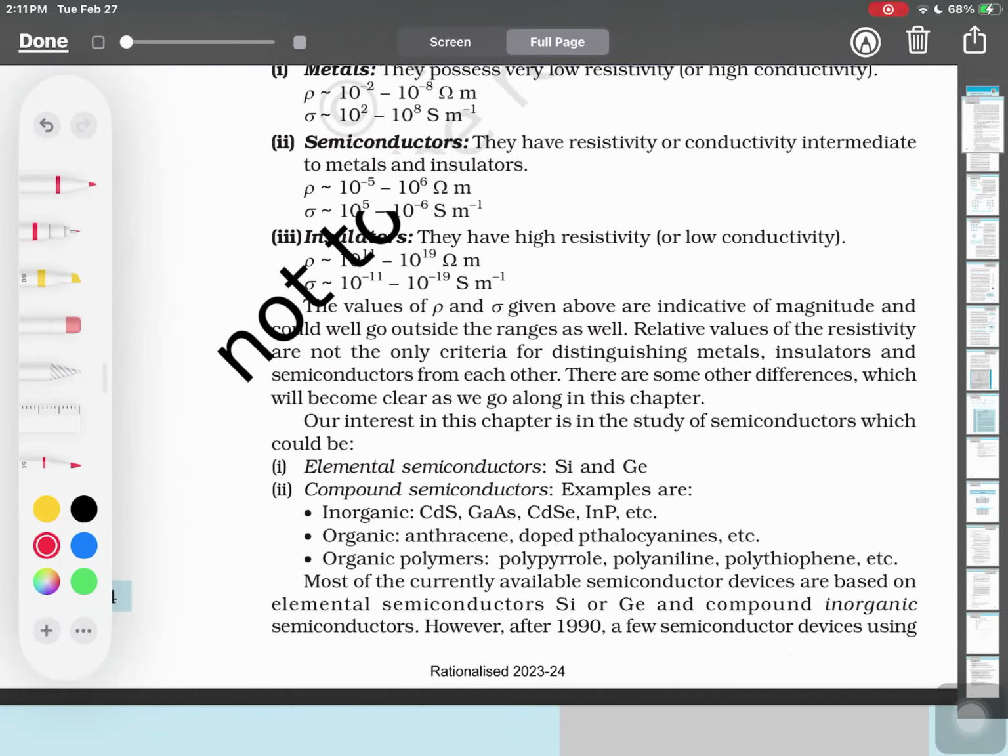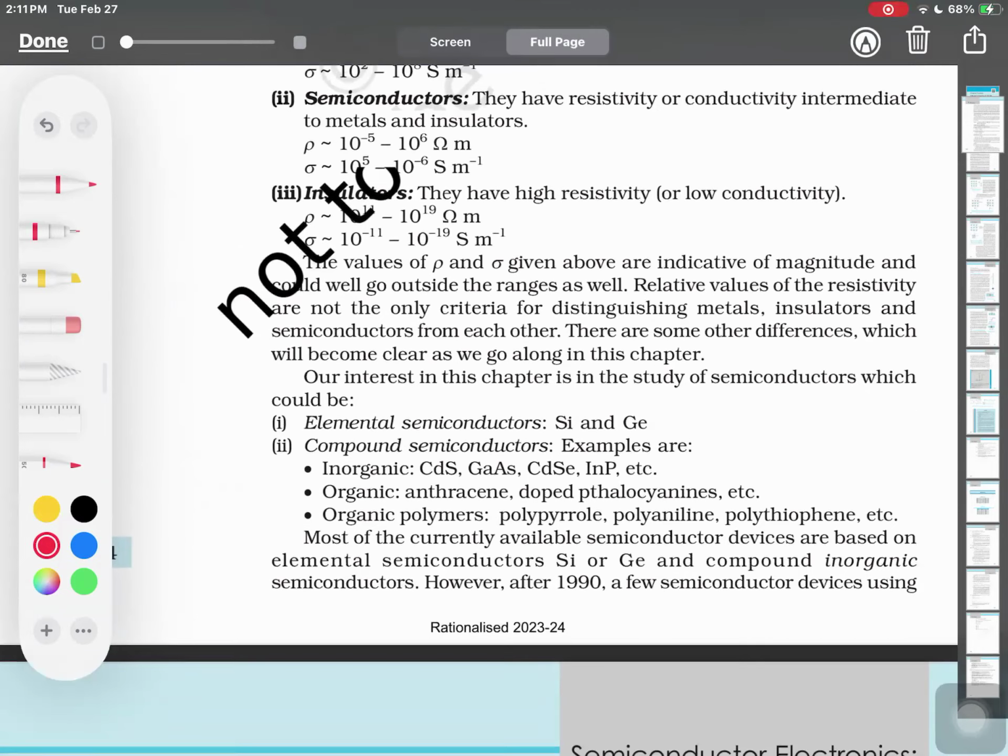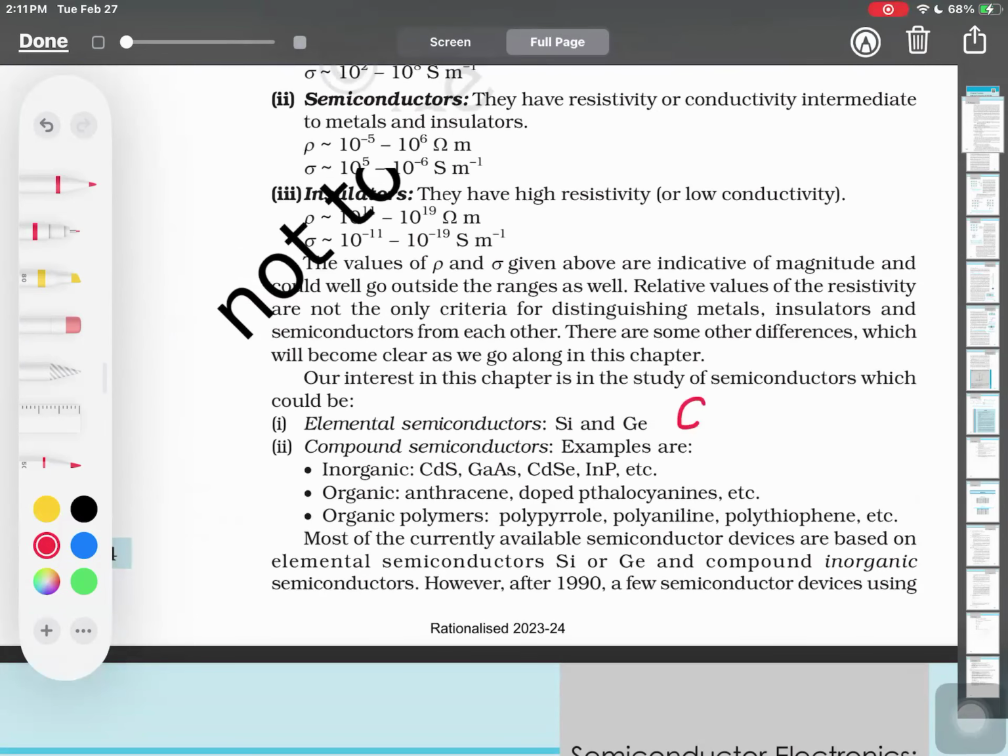Then it will be asked like this: a piece of copper and another of germanium are cooled from room temperature, 283 Kelvin, to 77 Kelvin. What will be the impact on the resistance of each of them? The options given are: each of the resistances decreases.